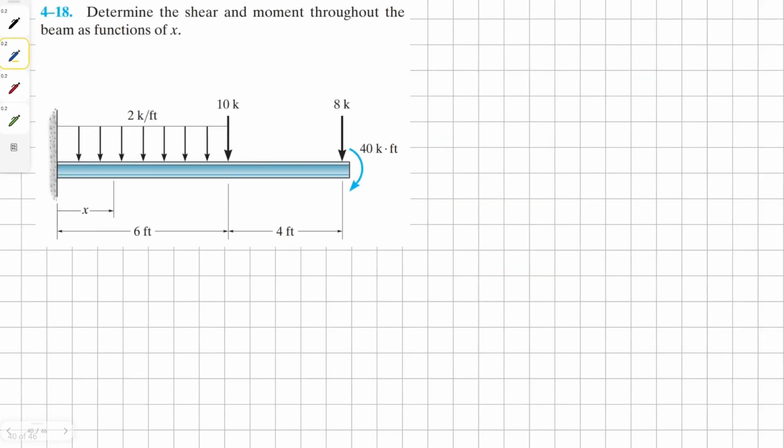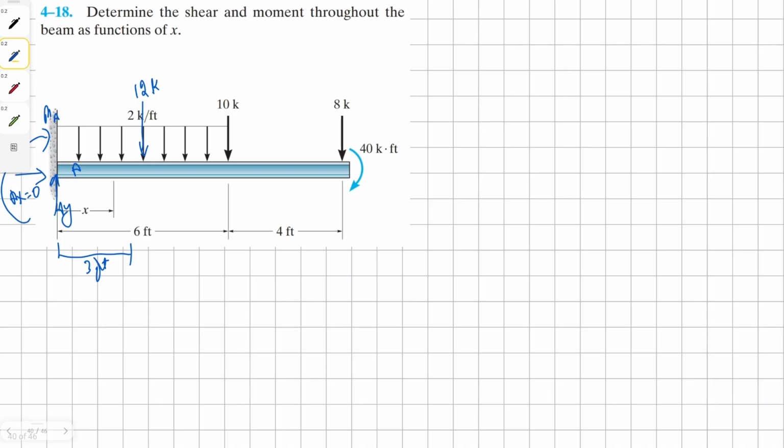Determine the shear and moment throughout the beam as a function of x. To solve this, first we're going to convert our distributed load into a point load. In this case, it's going to be 2k times 6, which is 12k. And this is going to be 3 feet away from our initial point, which I'm going to name A. And since this beam is embedded into the wall, we can have regular external reaction forces, which are horizontal and vertical. Horizontal is going to be 0, and then we're also going to have a moment at this point.